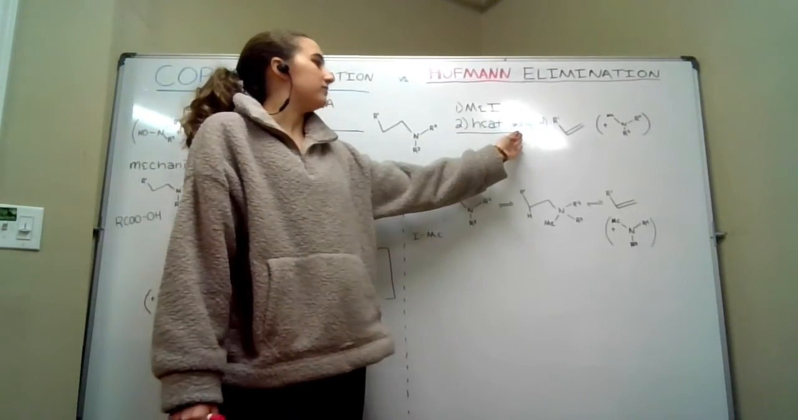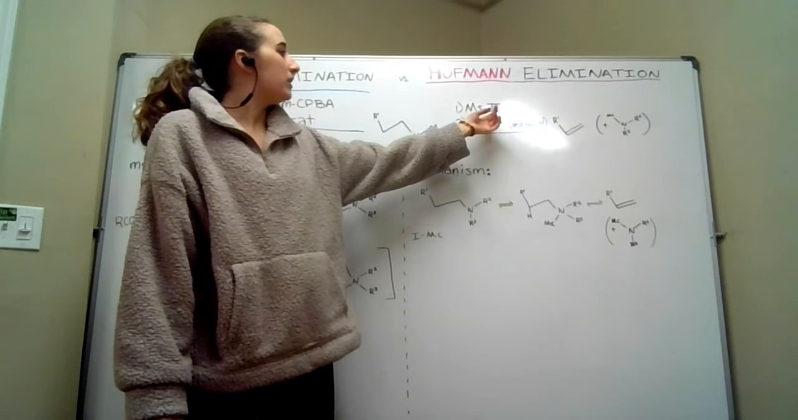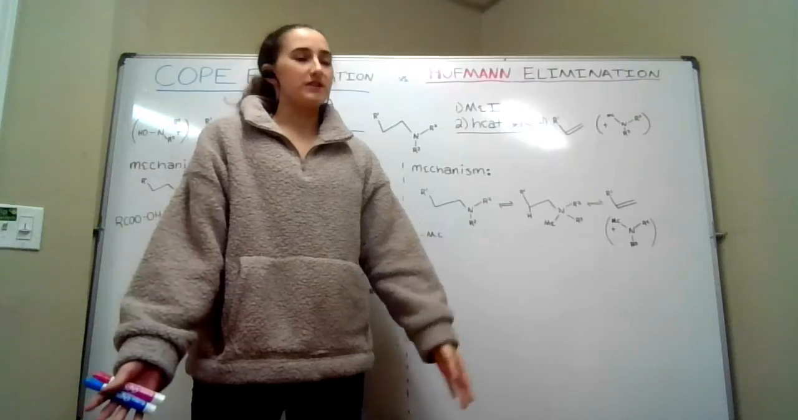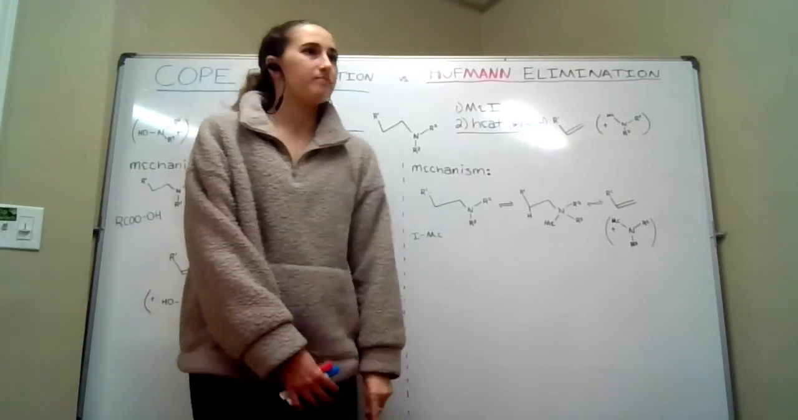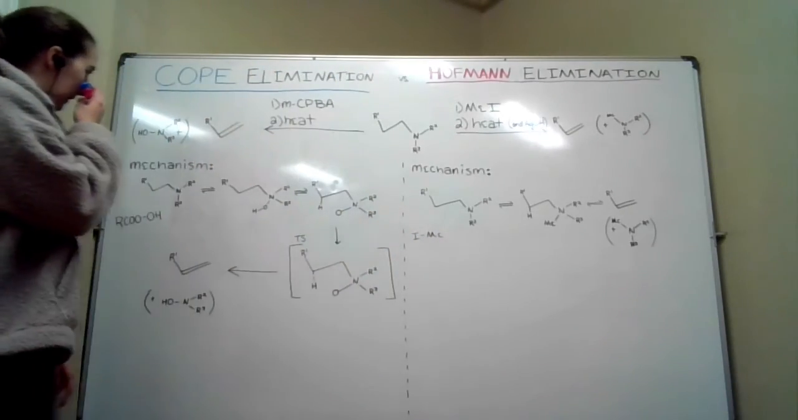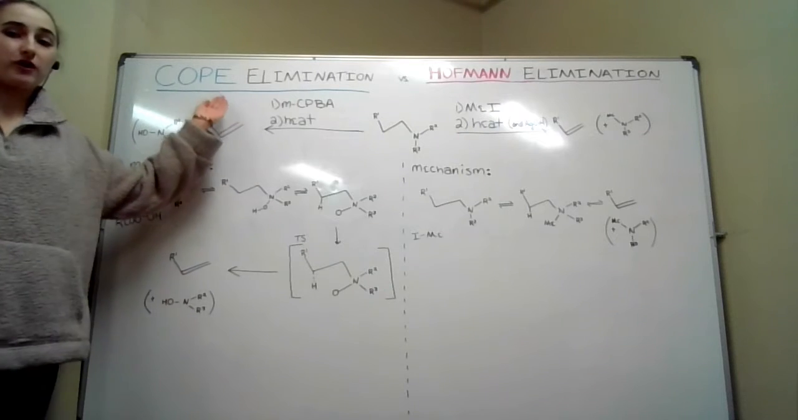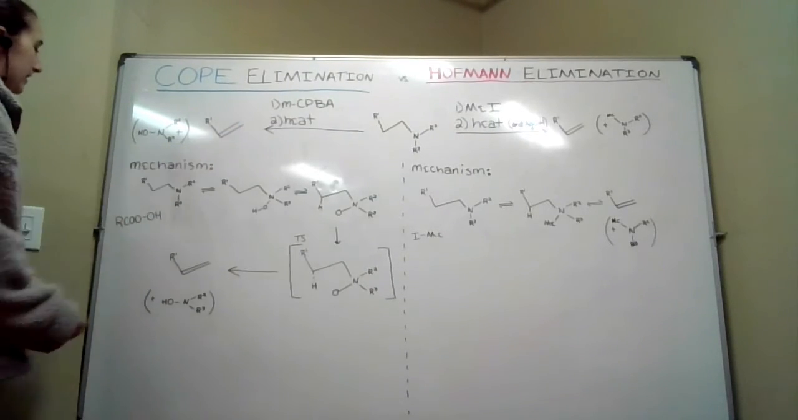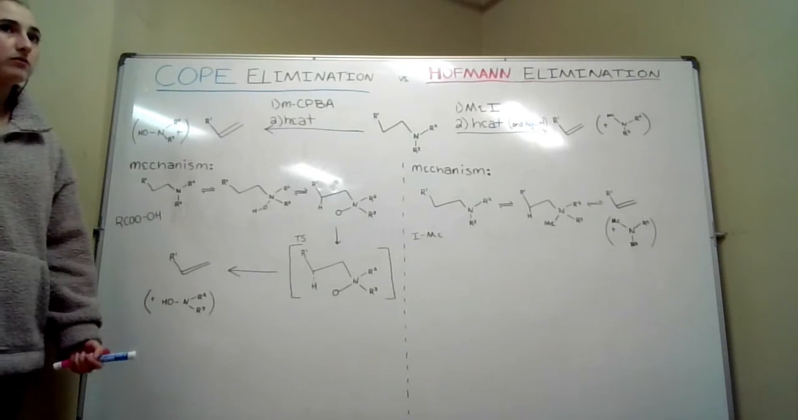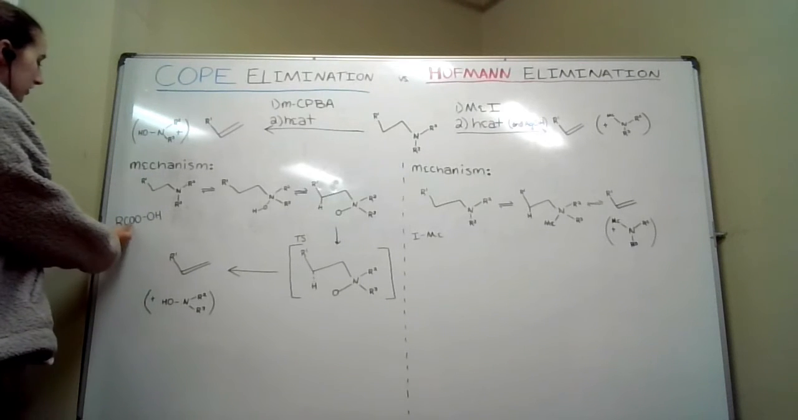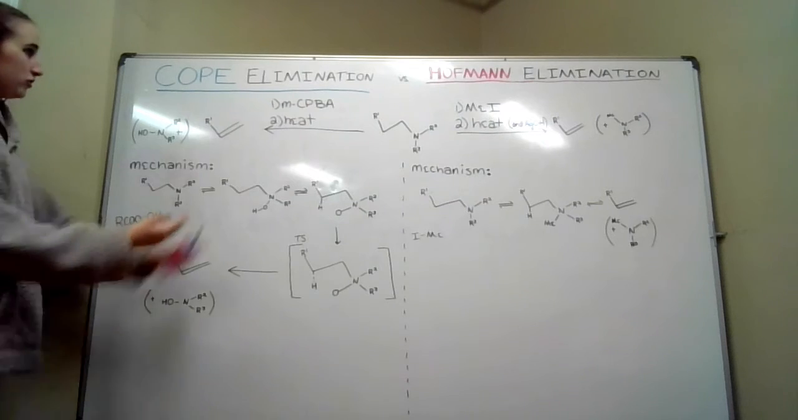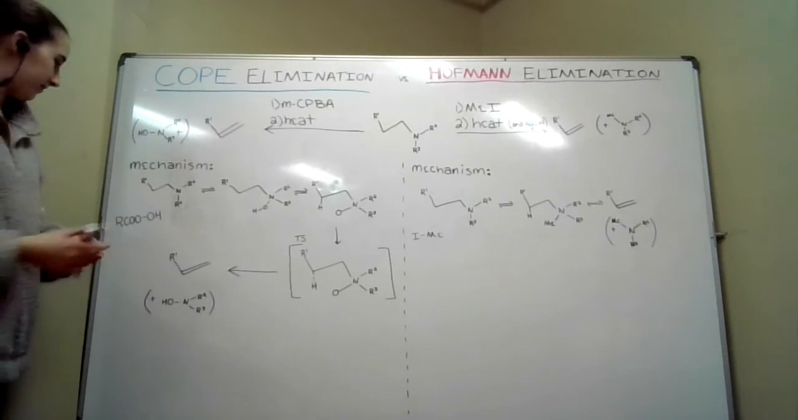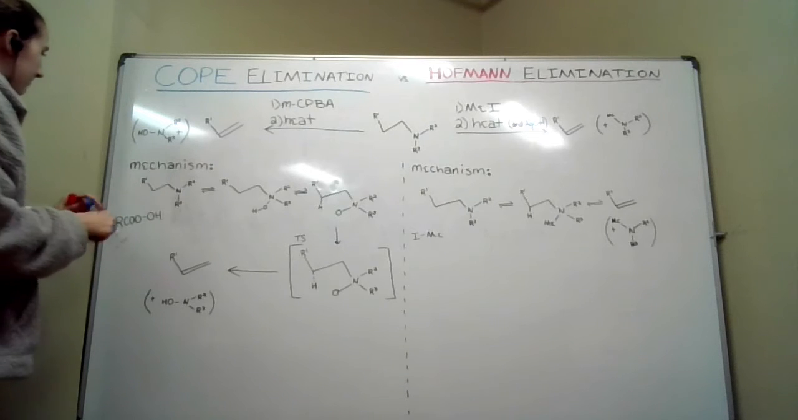We can also add silver hydroxide to react with the iodide in the solution, but for the sake of the mechanism, we're not going to focus on it or mention it. So for the Cope elimination, what happens is we start with MCPBA, or any compound of the form RCOOOH, which is what MCPBA happens to have as a formula.